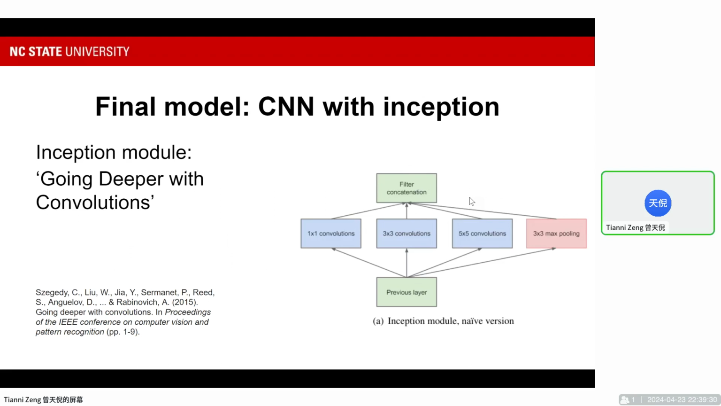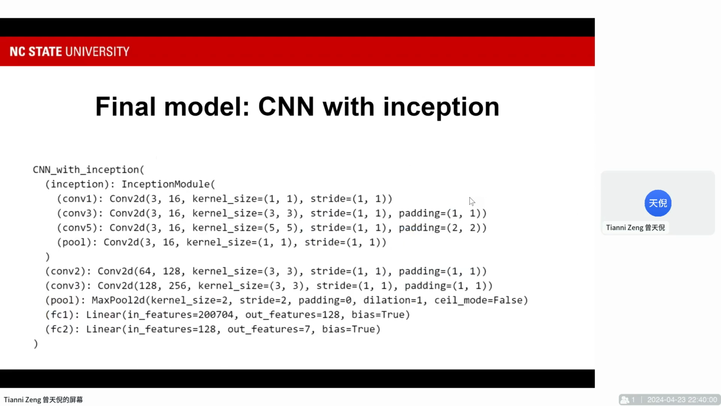This module is introduced in an article called Going Deeper with Convolutions, and this article also introduced the famous GoogleNet structure. We did not use the entire GoogleNet structure. We only introduced this inception module to the first layer of the CNN, since the entire GoogleNet structure is very complex and requires very huge computational resources.